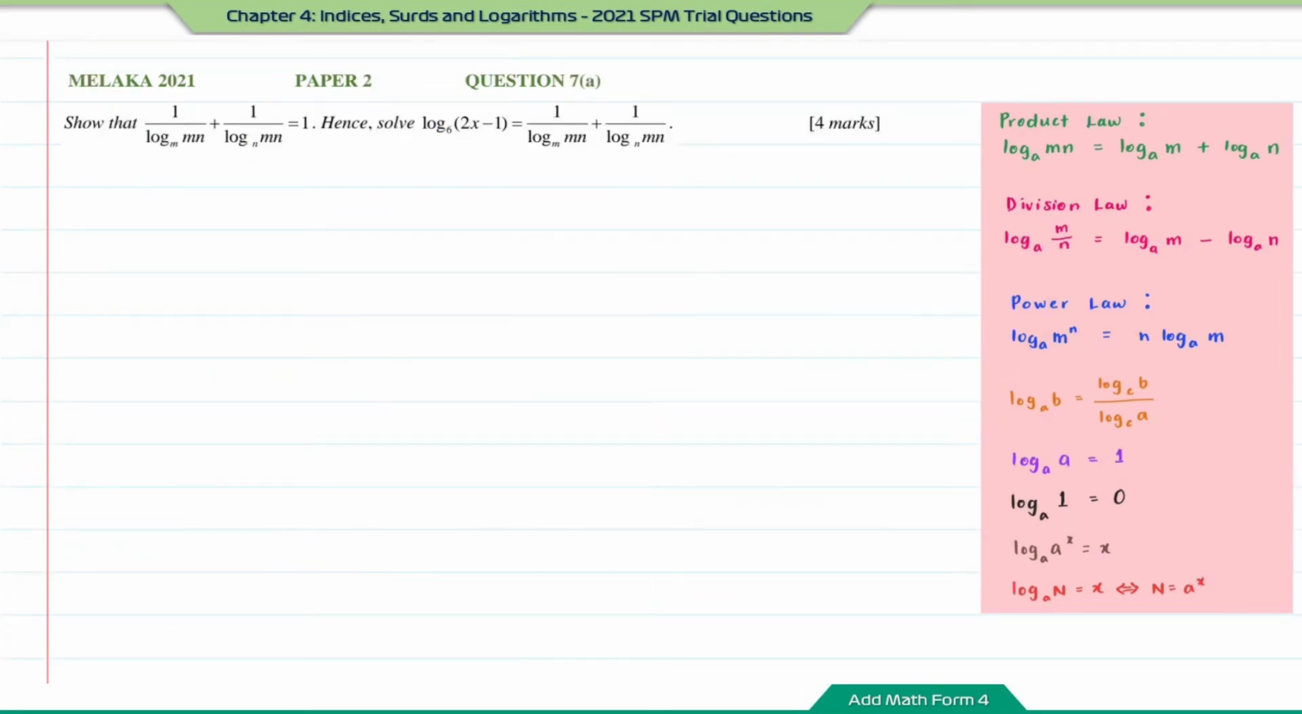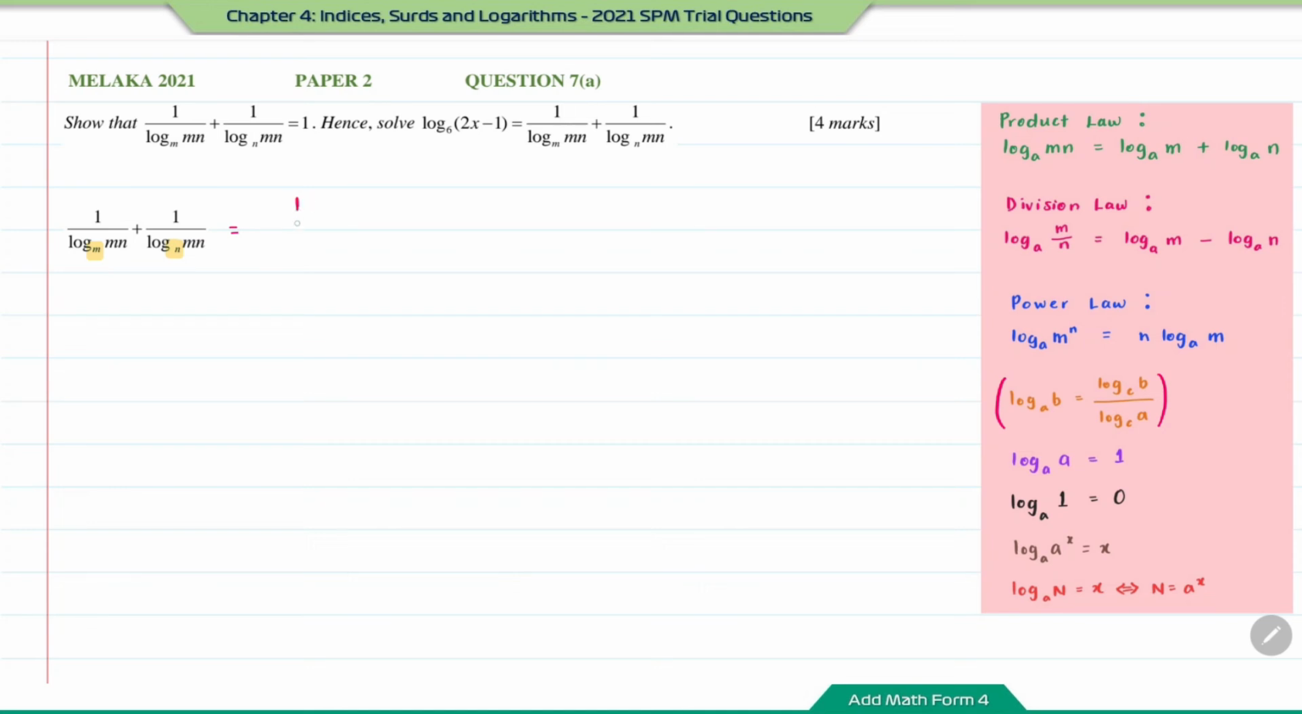Melaka 2021, paper 2, question 7a. Show that the log on the left hand side is equal to 1. Hence, solve the equations given. So I'm going to start from the left hand side here. So if you look at the base of the logs, there are differences. Therefore, I'm going to change the log of base m to log of base n using this law.